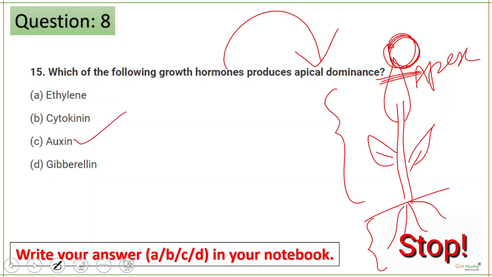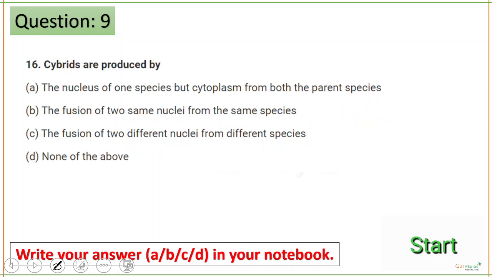They have not asked you directly which hormone is involved in shoot formation. They've asked you about apical dominance. So you'll have to break down the question into small pieces and figure out the answer. So let's move on to the next question.